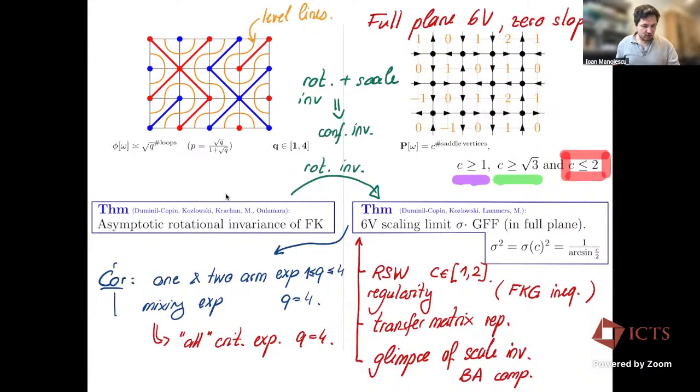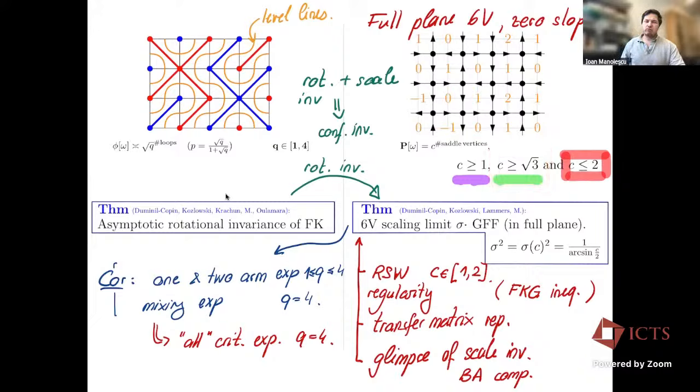I wanted to mention C larger than square root of 3. I forgot to mention this. This is simply because we need this rotational invariance input. And the way we obtain it is from the Fk representation. And the Fk representation only exists and corresponds to Q between 1 and 4 in the regime C between square root of 3 and 2.